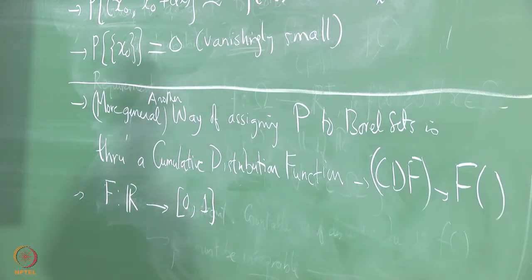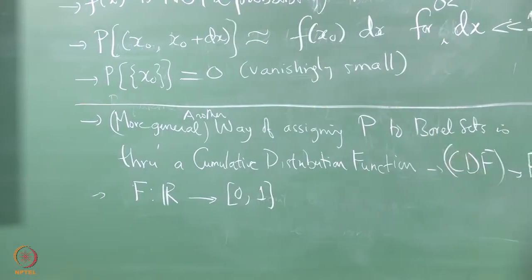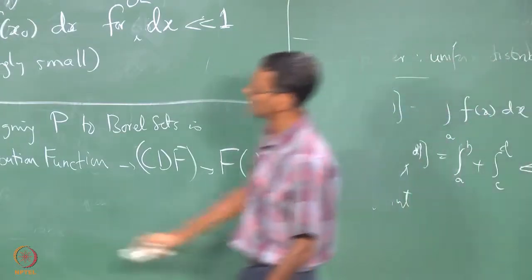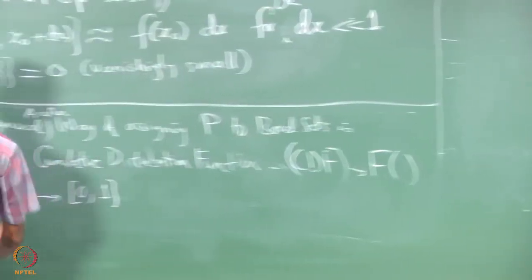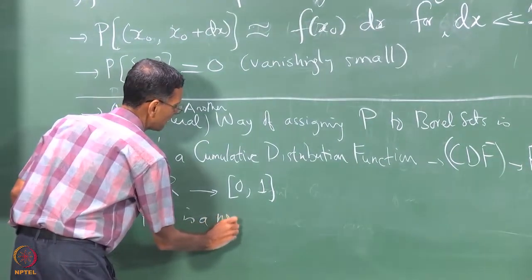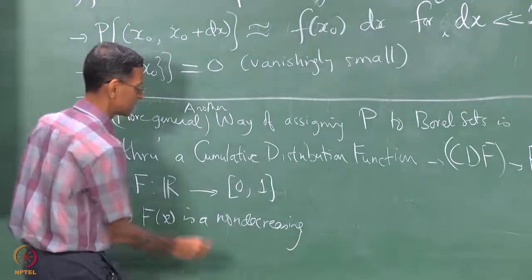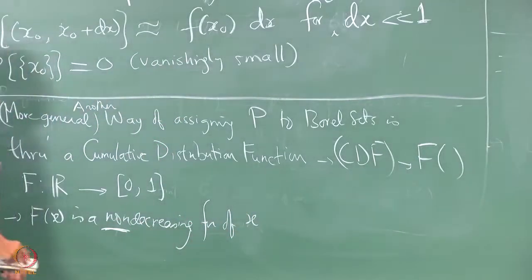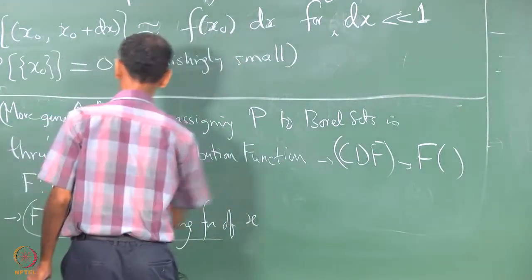And what are the properties of this F? It is going to be a probability, and its domain is the entire real line. Basically we want it to be a non-decreasing function of x. F of x is a non-decreasing function. As x increases, it should not decrease. That is a very, very important constraint.